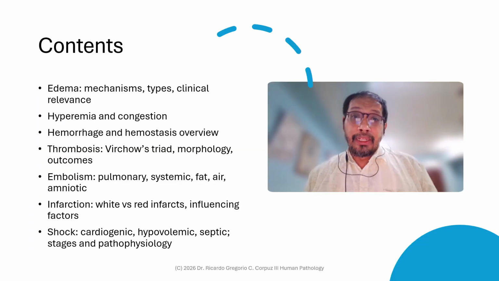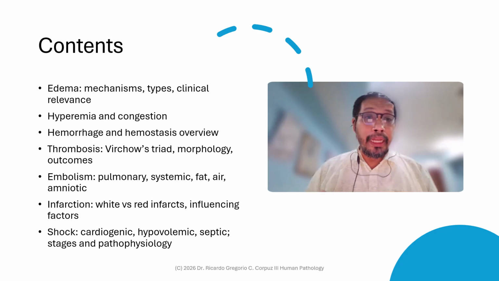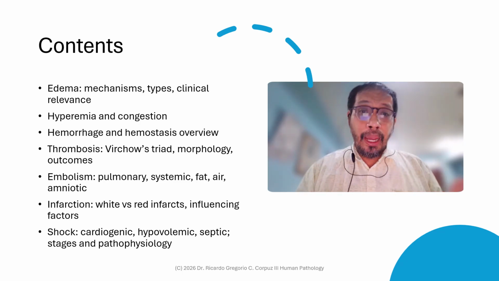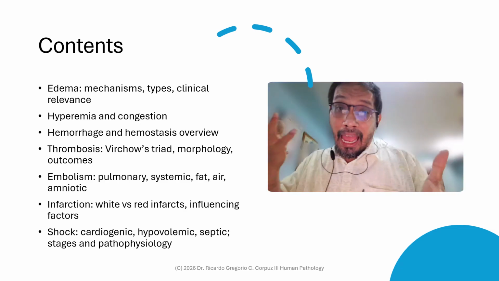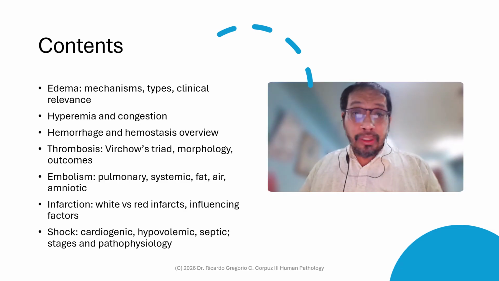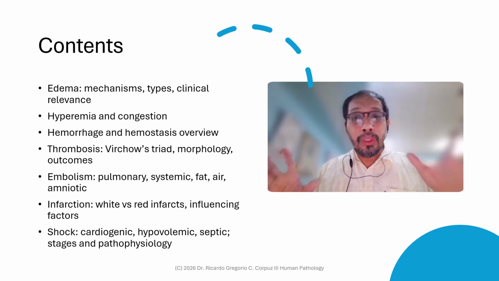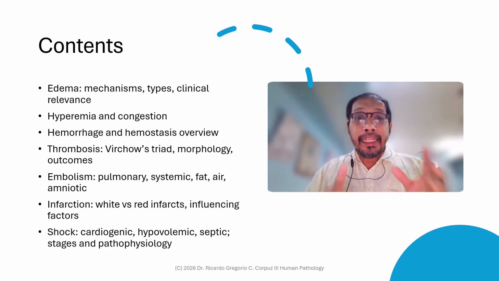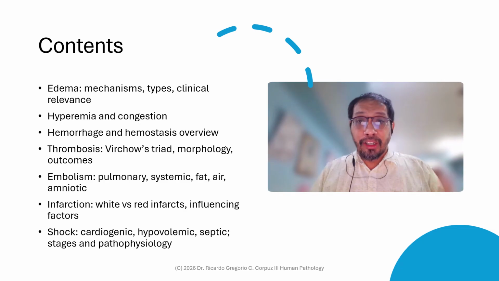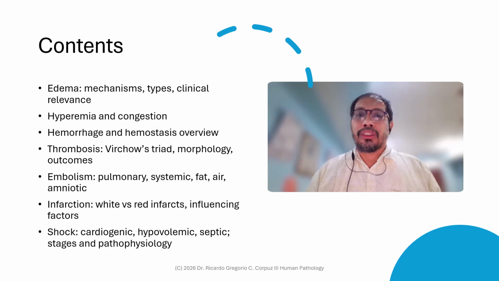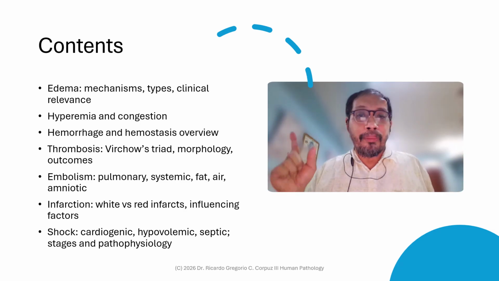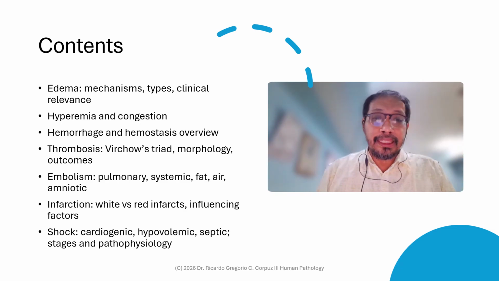So, this outline reflects the major hemodynamic disturbances. These are the main contents. This will show what affects tissue perfusion and organ function. We will move from fluid balance disorder to clotting abnormalities, then to embolic event, infarction, and finally shock. One of the most critical emergencies in medicine.